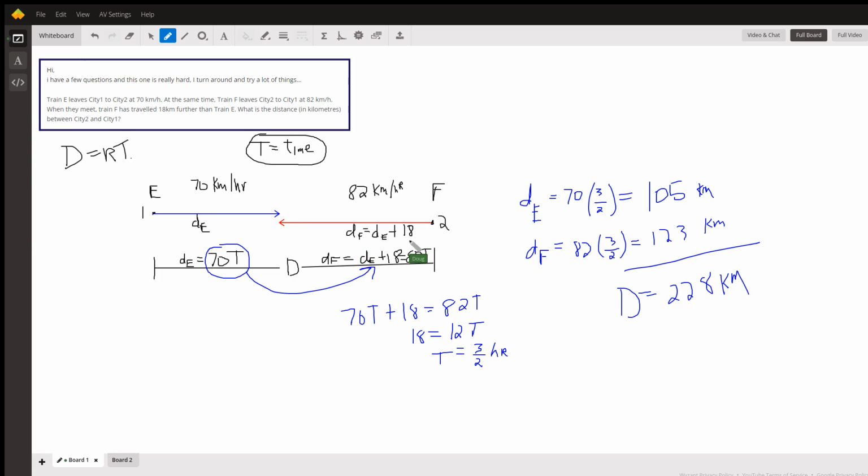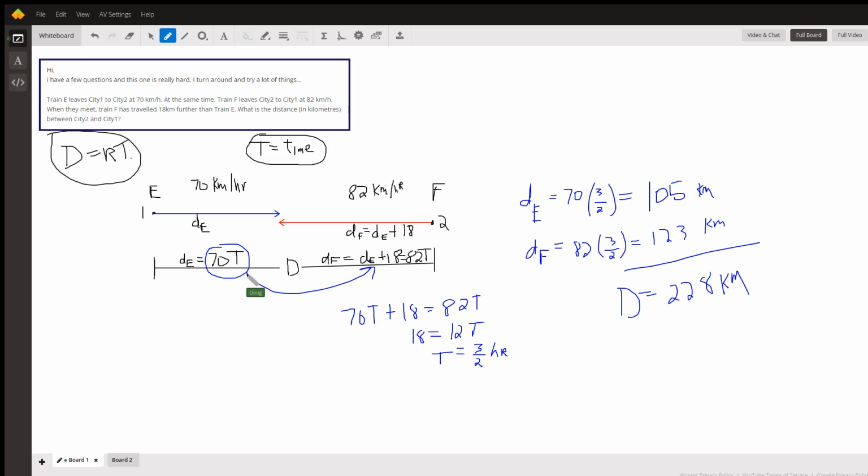So what I'm doing is jotting down some stuff that I know and seeing if I can end up with some equations that are equal to each other. So we're going to use distance equals rate times time. The rate of train E is 70 kilometers per hour, and we're letting t be time, so d sub E could be represented by 70t. And d sub F, which is d sub E plus 18, equals rate times time, 82t.